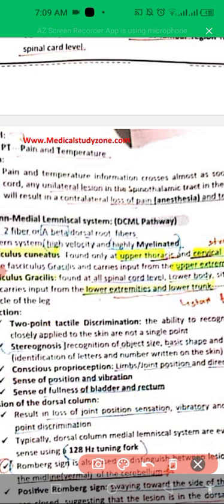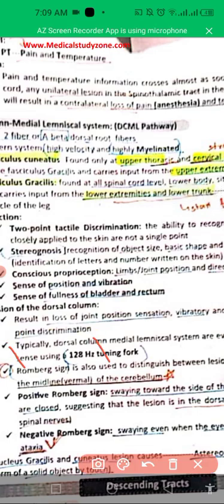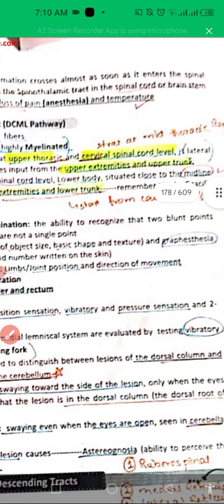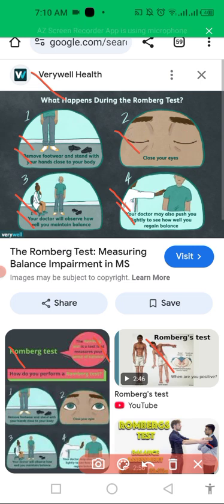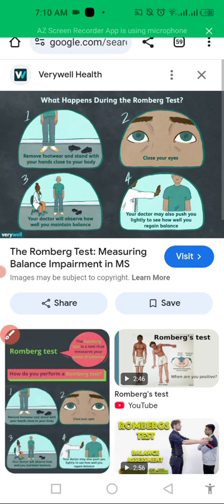Like, the Romberg sign also helps distinguish lesions of the dorsal column medial lemniscus system. So in the Romberg sign, what happens during the Romberg test? They remove the footwear and ask the patient to stand with feet close together. Then ask the patient to close the eyes. The doctor will observe whether the patient can maintain balance, and the doctor may push slightly to see how well the patient can regain balance. So in this way, the Romberg sign will be positive in dorsal column medial lemniscus system lesions.